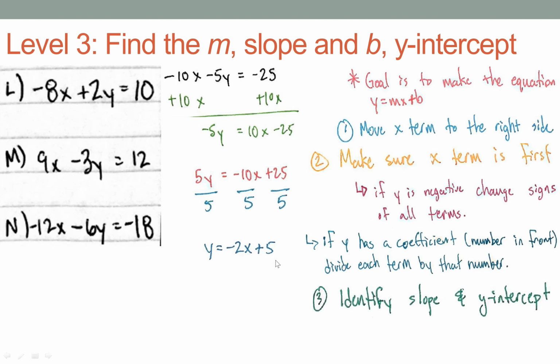Now all I have left to do is to identify the slope and y-intercept. And of course, kaboom, the slope is negative 2 and the y-intercept is 5.